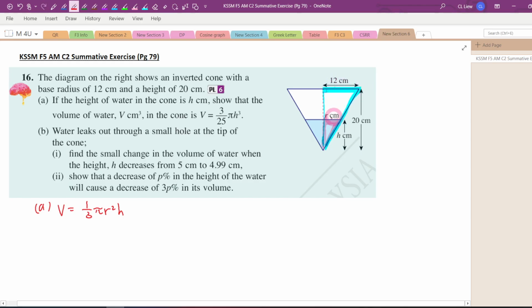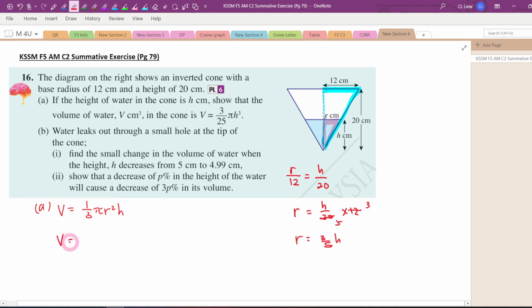Now this is 12, this is r. So r over 12 is equal to h over 20. Now we know that r is equal to h over 20 times 12, so divided by 4, r is equal to 3 over 5 h. So we can replace the r by using the 3 over 5 h.